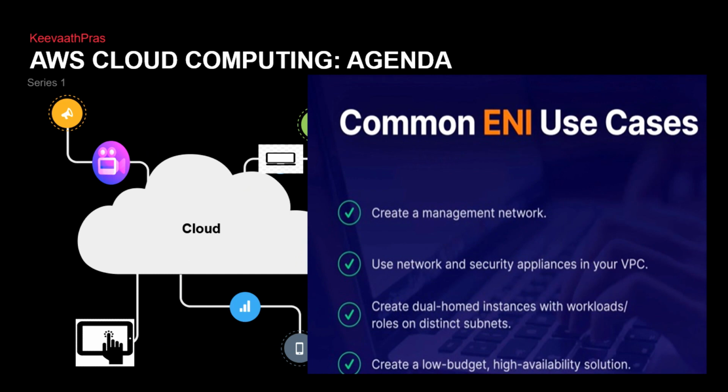So what are all the common use cases for the elastic network interface? It creates a management network. It is used for network and security appliances in your VPC, virtual private cloud, which we will be coming into. It creates a dual-homed instance with workloads in different subnets. It's a low budget, high availability solution. Forget everything, because we have not gone everywhere. What I would actually suggest is, at this juncture, just think of low budget, high availability solution, ENI.